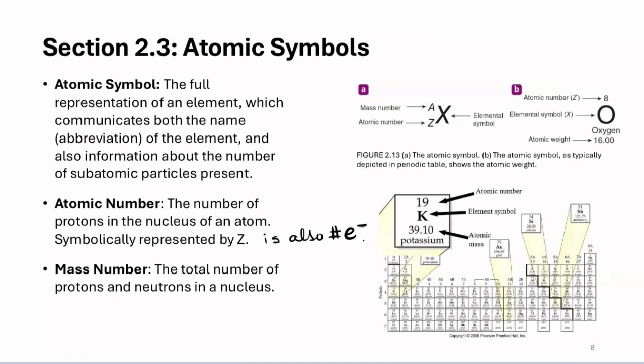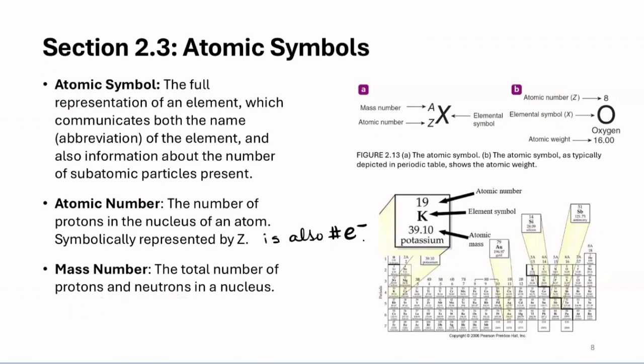In the periodic table, we also have the atomic mass, which is a number written below the element symbol. When that atomic mass is rounded to a whole number, that's what we know as the mass number. And the mass number represents the addition of the number of protons and the number of neutrons present in the nucleus of an atom.